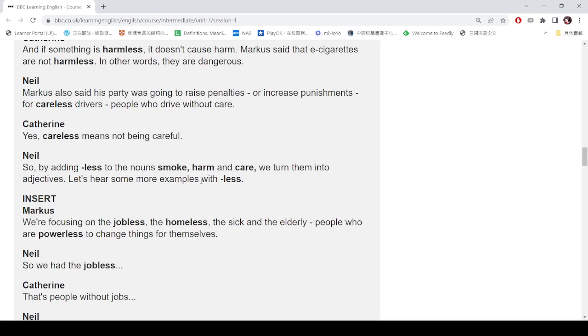Next, here are some more example with less. We are focusing on the jobless, the homeless, the sick, and the elderly, people who are powerless to change things for themselves.